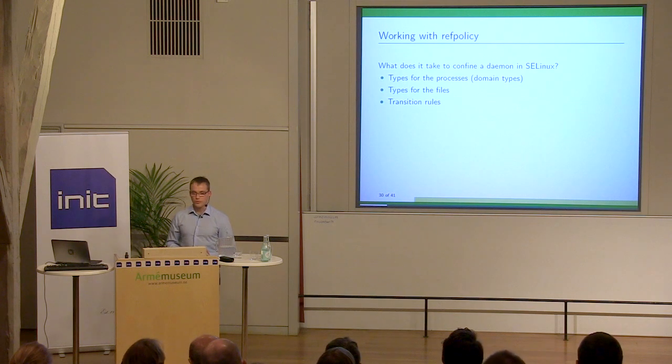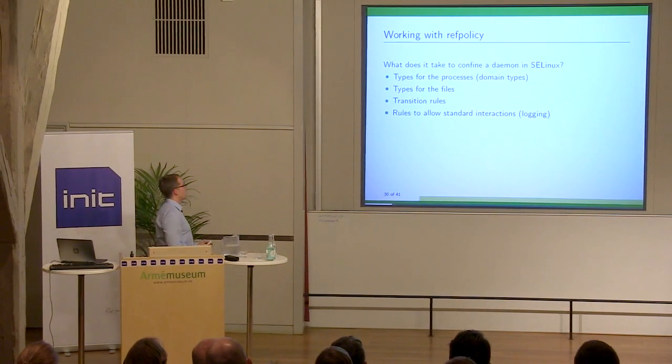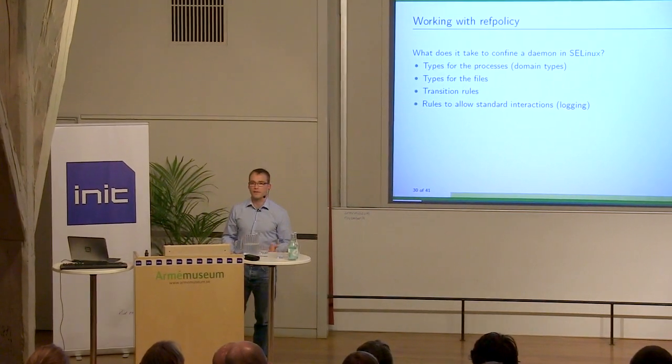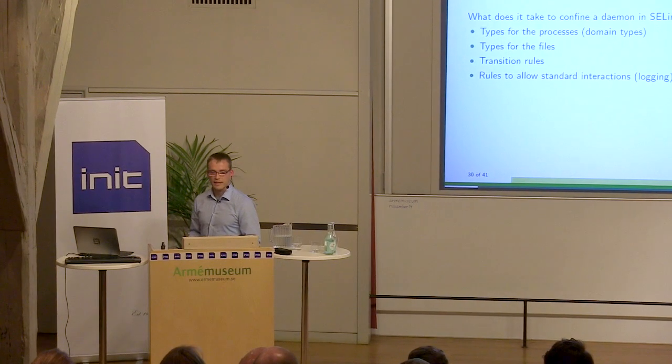And those transition rules are very important because if you think about a normal init system, on a modern system this will probably be systemd. Systemd will run in its own type. And if you want to start a daemon, then your daemon will have another type. And you will need some way of getting from this type to this type. So therefore, you need some kind of transition rules that allow you to go to the other type. And then you will probably need some rules to allow standard interactions. So for example, if your daemon wants to use syslog, then you can use rules that are already in the reference policy to allow it those accesses.